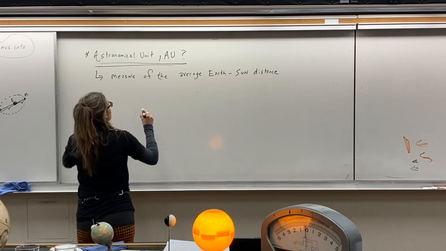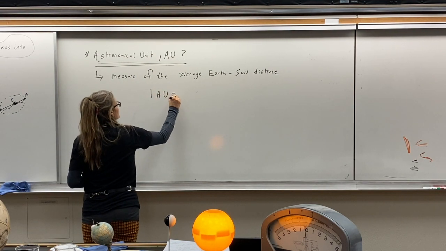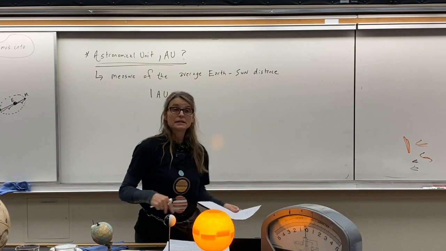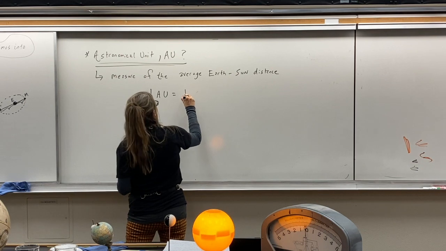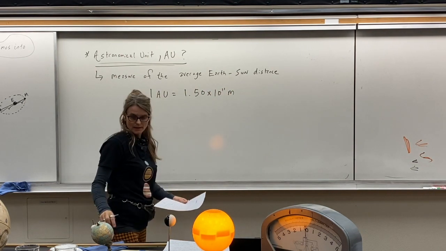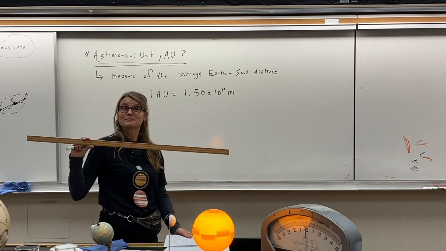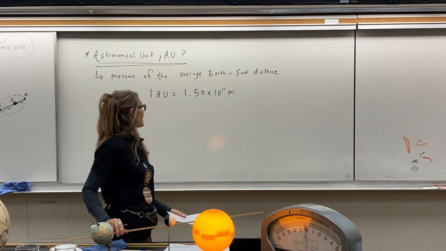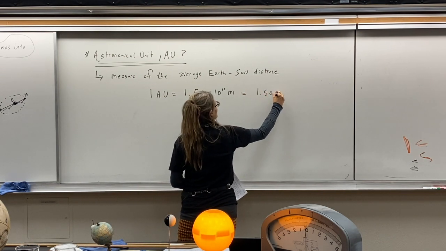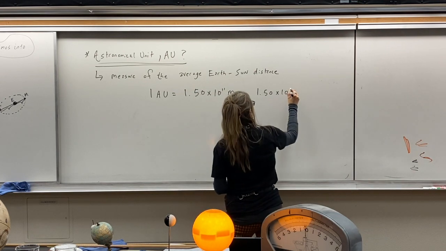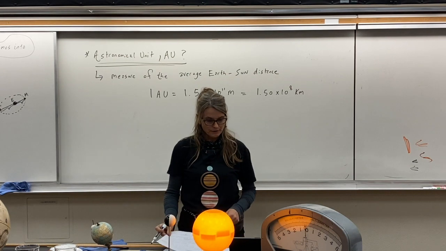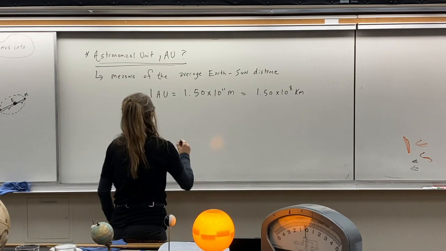So we could say 1 AU is equivalent to, and we have a nice equivalent in terms of meters and kilometers, 1.50 times 10 to the 11 meters. That's how many meter sticks it would take to make up an AU. That's a lot. And this is equivalent to 1.50 times 10 to the 8 kilometers. Very, very large distance. So that would be the measure.